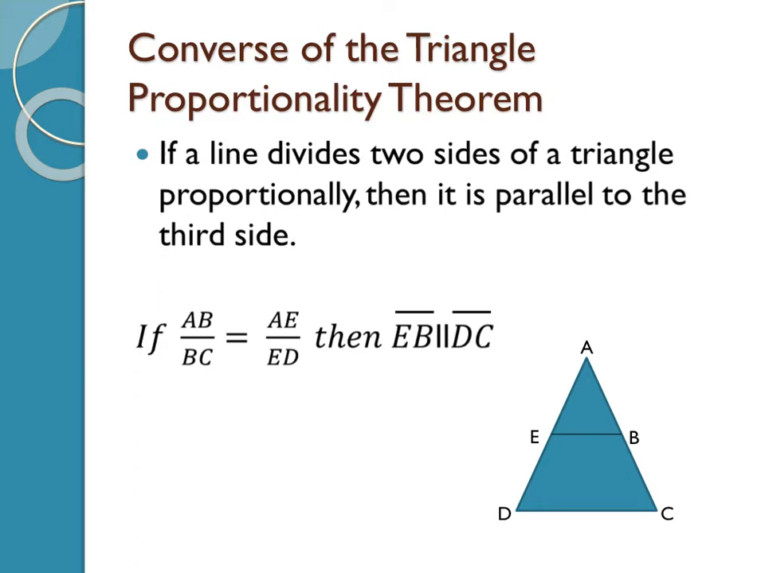The converse of the triangle proportionality theorem is on the next slide. This is where we're going to switch the if and the then. So the converse states, this time, if a line divides two sides of a triangle proportionally, then it's parallel to the third. Now they'll start by giving us the proportion, and then we can prove that the lines are parallel. So this would be the converse of the triangle proportionality theorem. And we're going to apply the triangle proportionality theorem on the next slide with the next example.